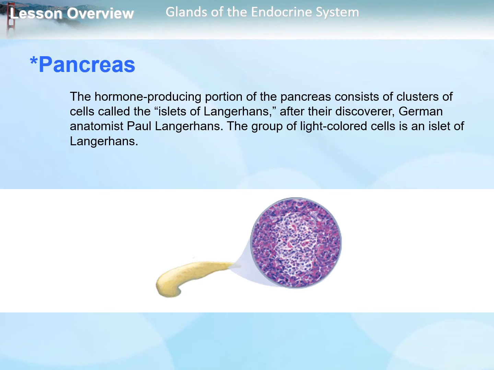The pancreas has both exocrine and endocrine functions. As an exocrine gland, the pancreas releases enzymes that help digest food, while the hormone-producing portion of the pancreas consists of cluster cells called the islets of Langerhans, after their discoverer, German anatomist Paul Langerhans. The group of light-colored cells is an islet of Langerhans, as you can see from the figure below.